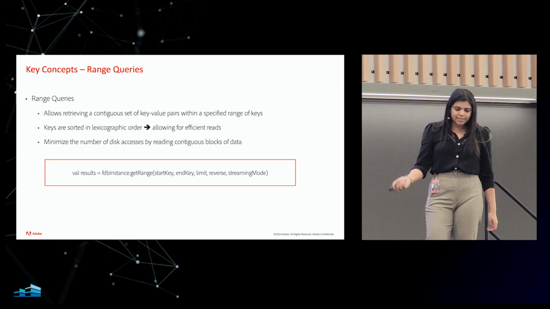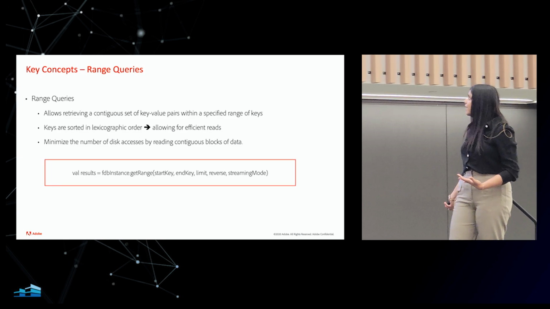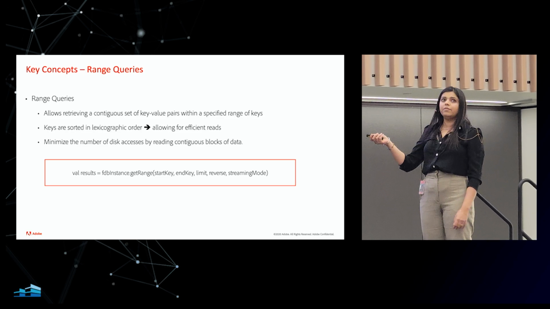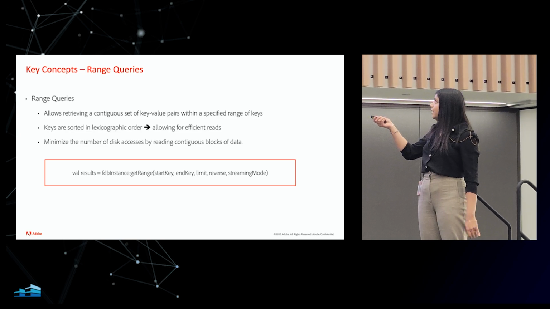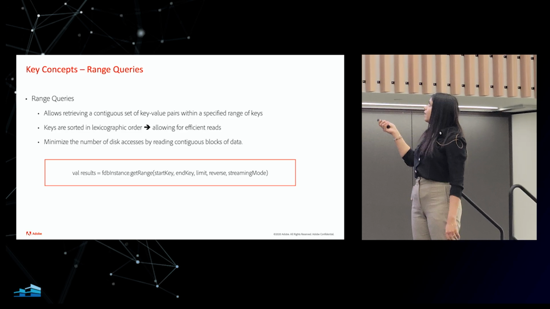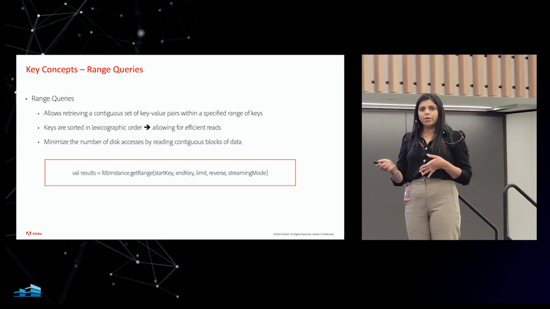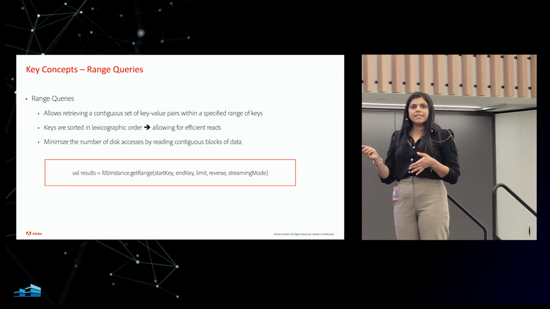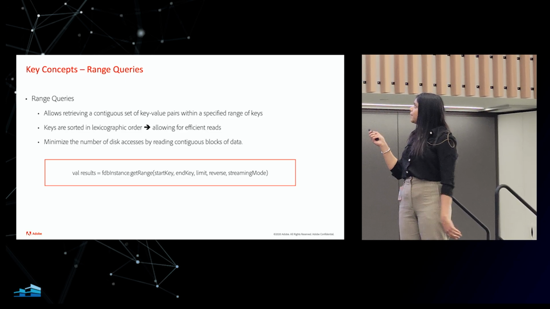Here is a neat FoundationDB API that is provided by the client to get a range. The client will pass in the start key, end key, a limit on how much data you want to retrieve, whether you want it in reverse order or non-reverse order, and the streaming mode. In the next slide, we'll see what each of these means.